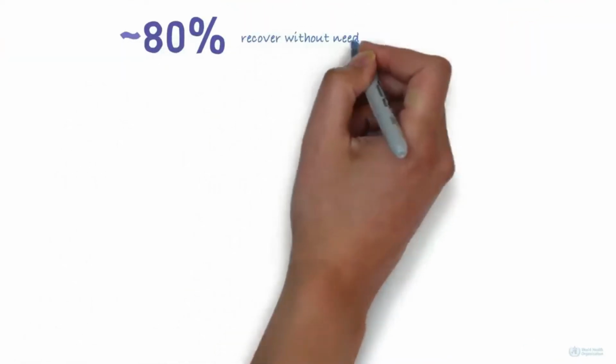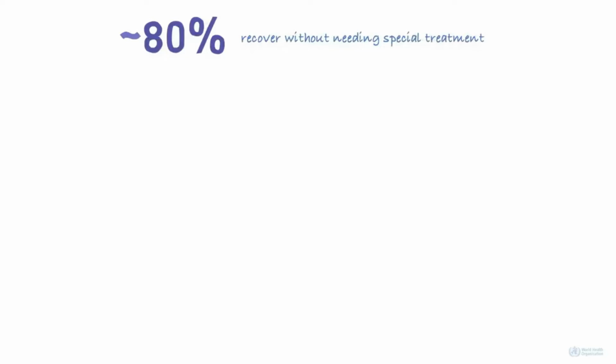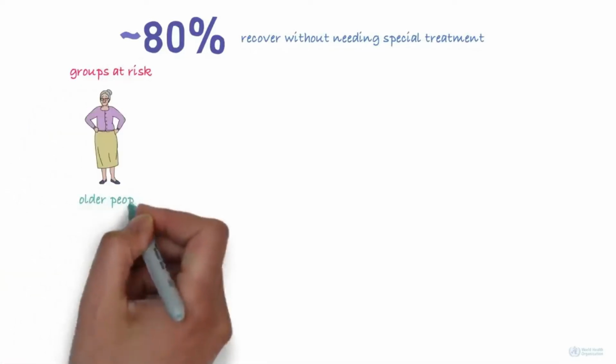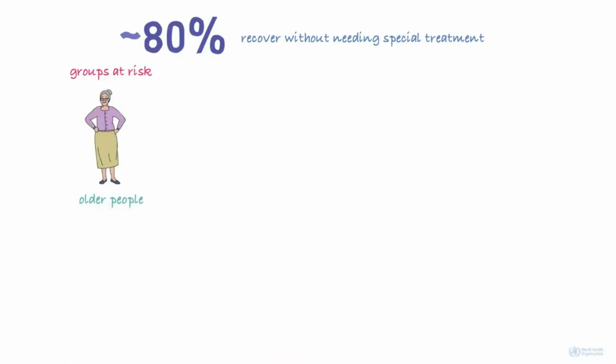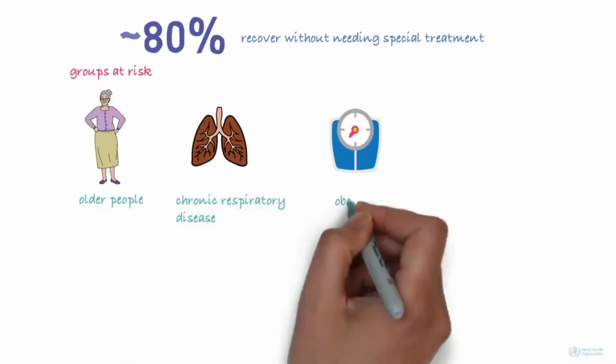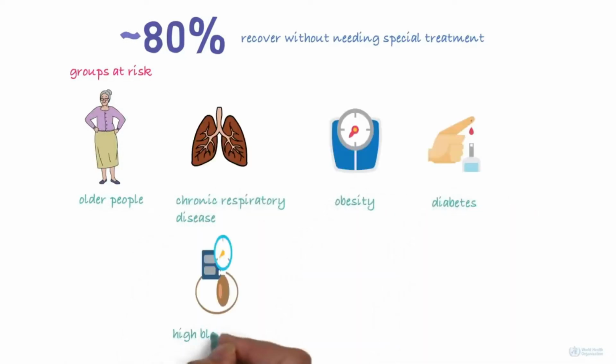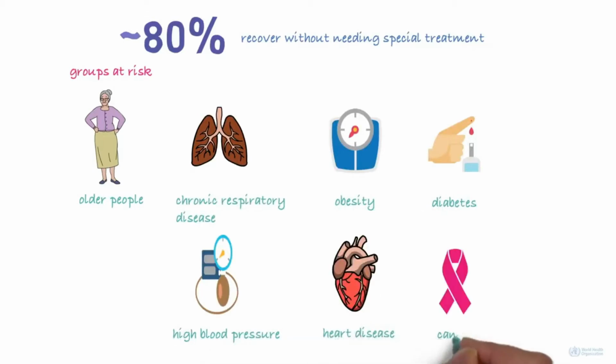80% of people recover without needing special treatment, but there are some people at serious risk. They include vulnerable people, people with underlying medical problems such as chronic respiratory disease, obesity, diabetes, blood pressure, heart diseases, and cancer. And how can we say someone is infected?